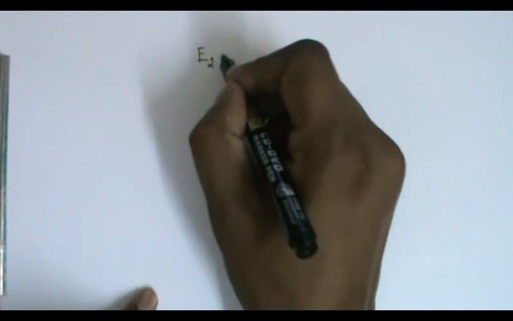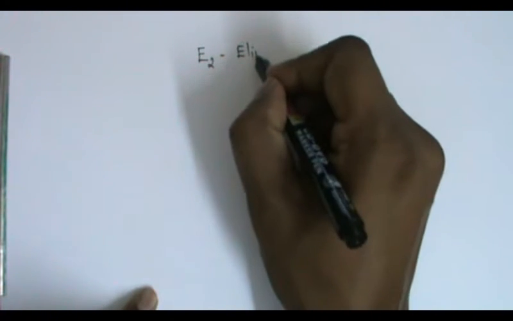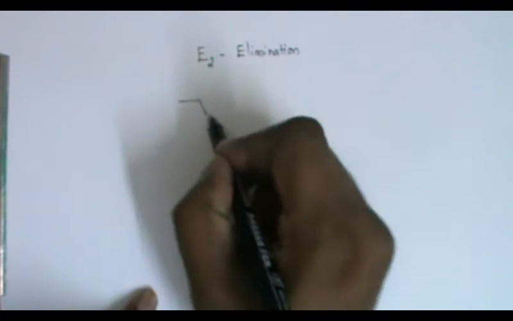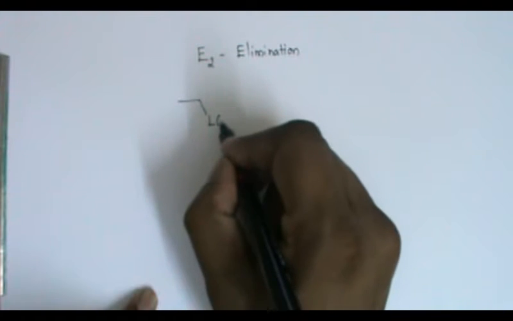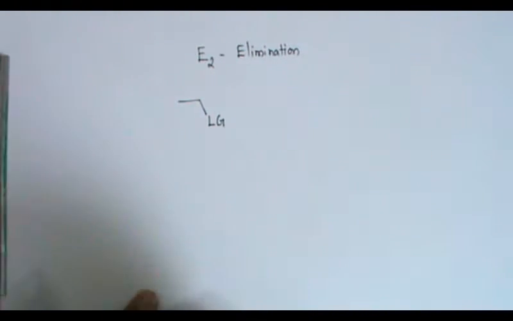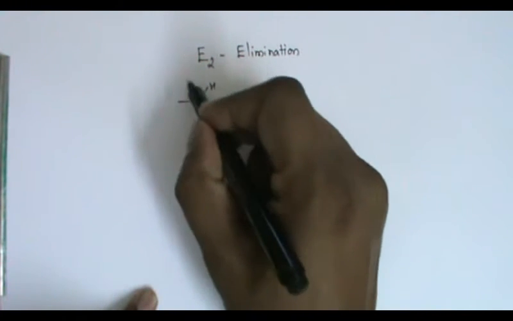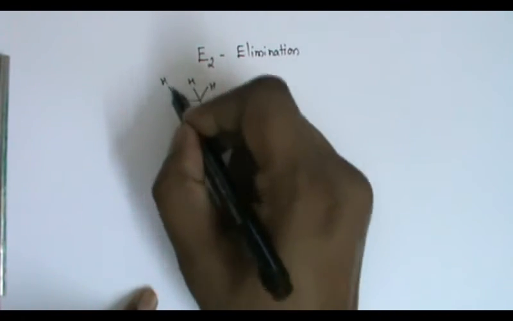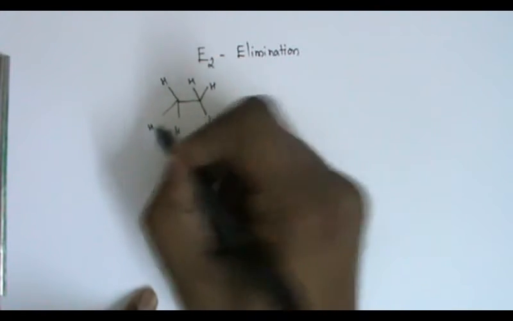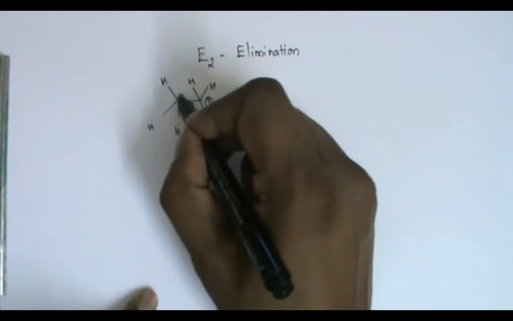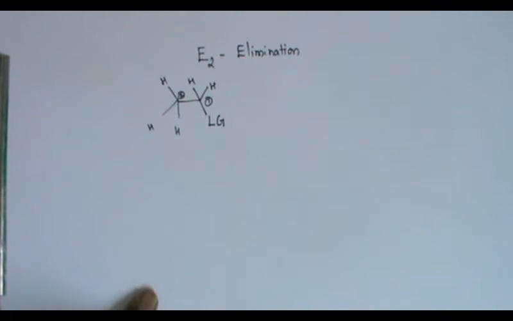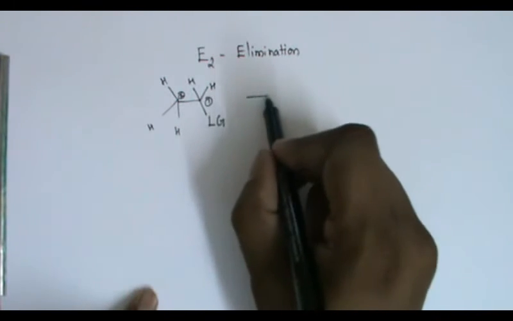Second one, it is E2 elimination. Generally, E2 elimination takes place in a primary alkyl halide or sulfonate, that is, with a leaving group. So this carbon is a primary carbon. This is carbon 1 and carbon 2. If there is hydrogen on the second carbon, then the elimination will take place.